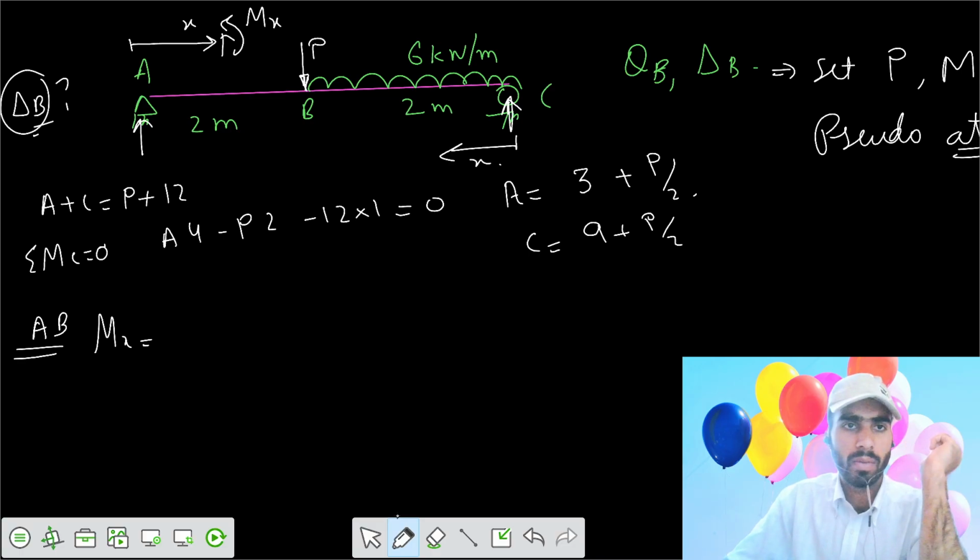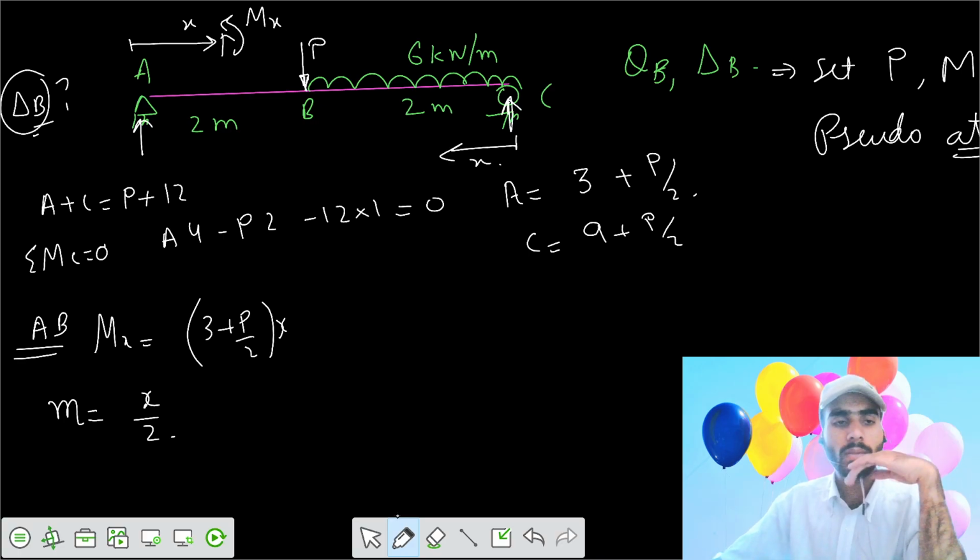So the moment equation becomes A into x, only A into x. That means (3 + P/2) into x. What's the value of M? We can get the value of M, that's x by 2. And similarly for the part CB, you have a moment equation.